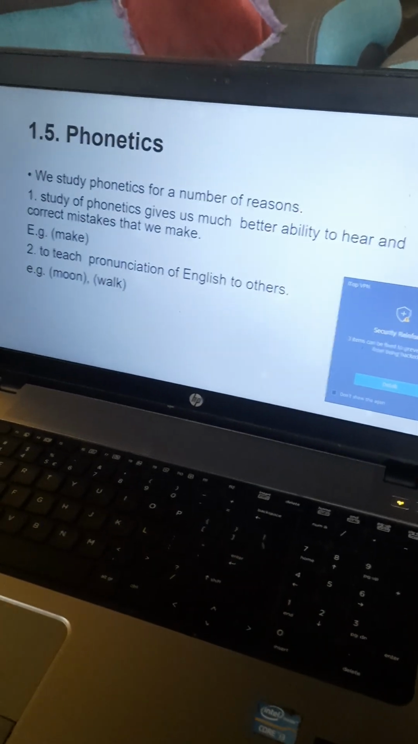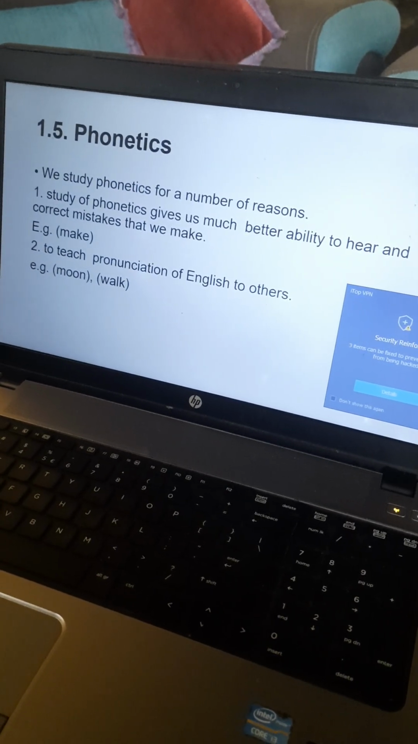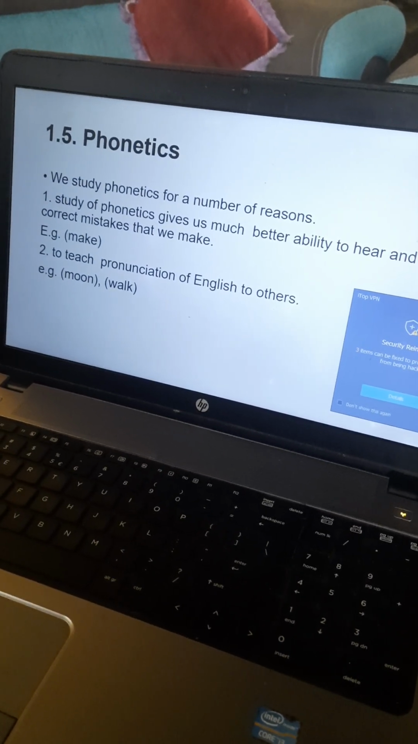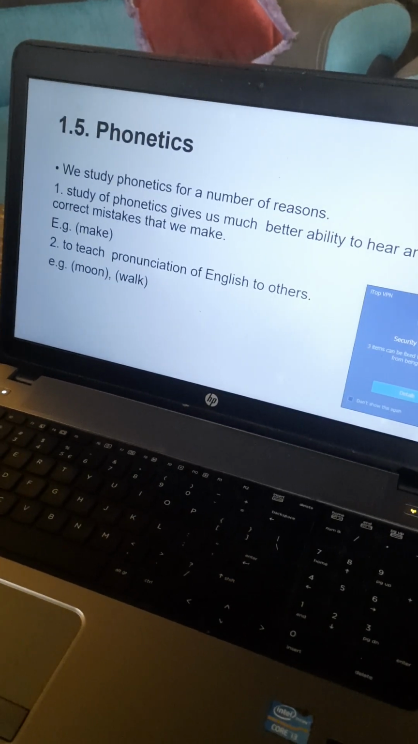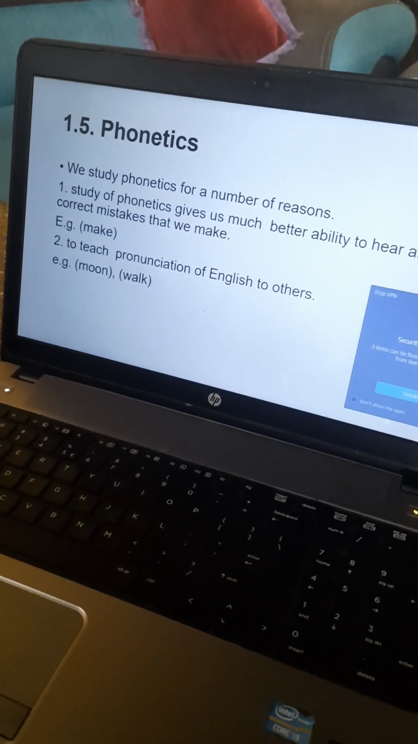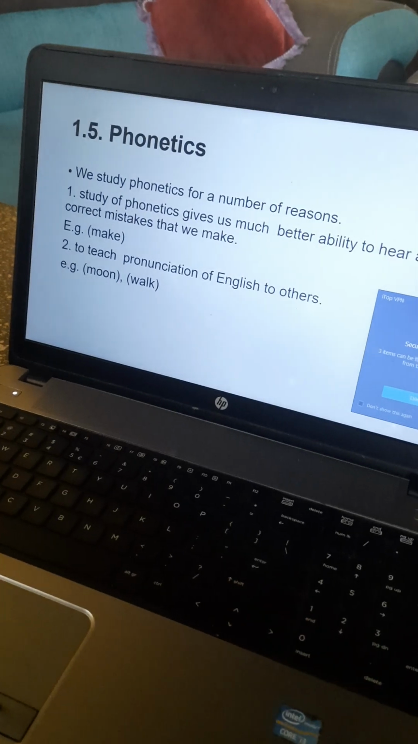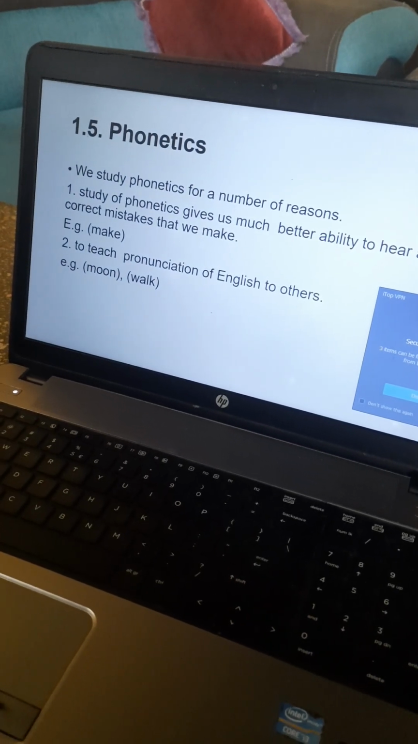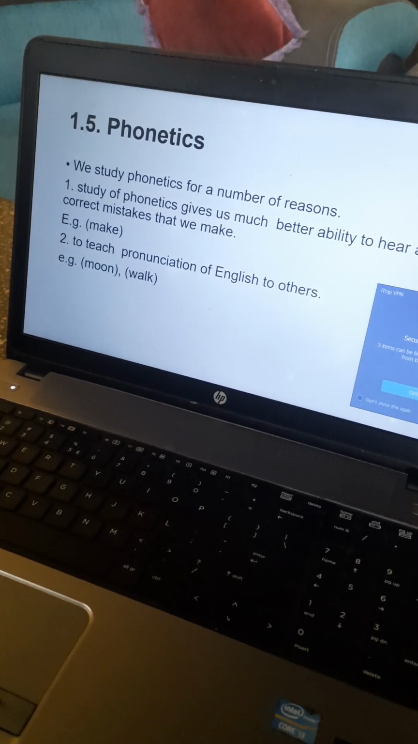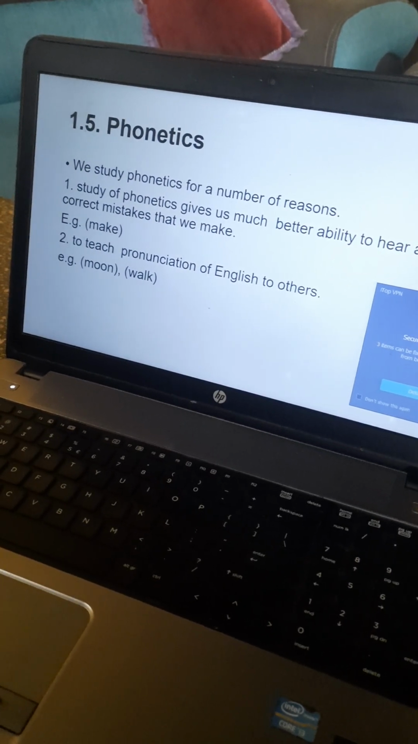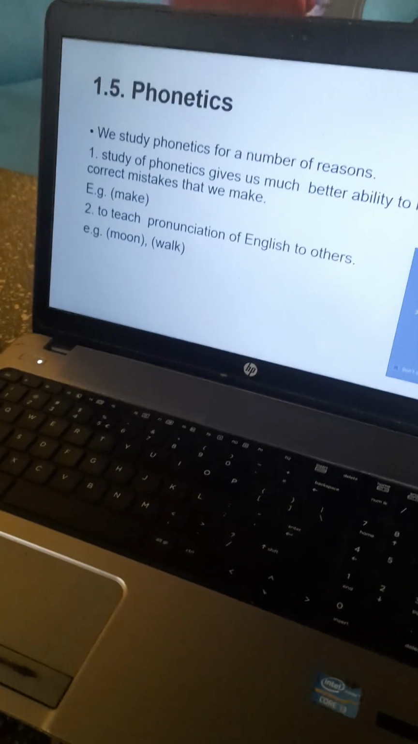You see, it helps us to hear sounds and to make corrections on the mistakes that we make. If we have knowledge or skill of phonetics, we can hear sounds and also we can correct mistakes. For example, look at here, the word "make". If you don't have skill in phonetics, you may say this word "mark". By hearing from other people, you can correct the mistake.